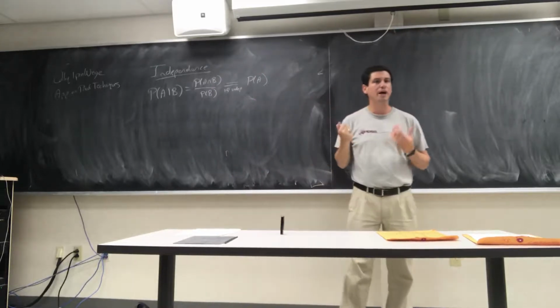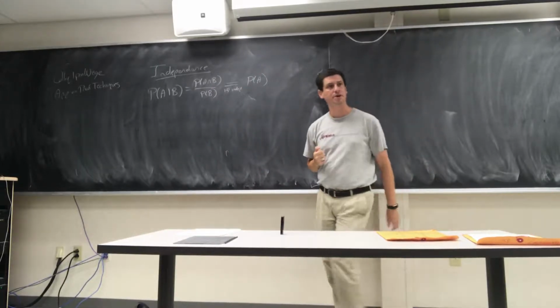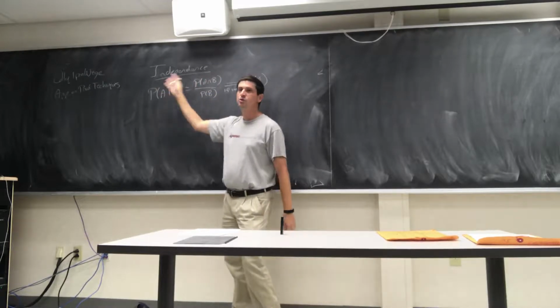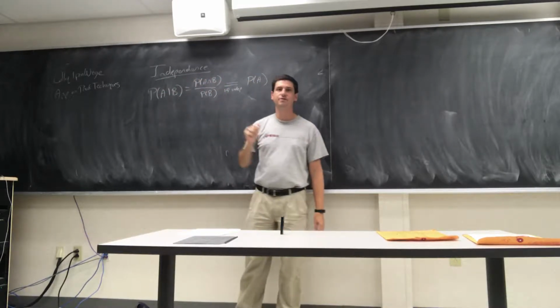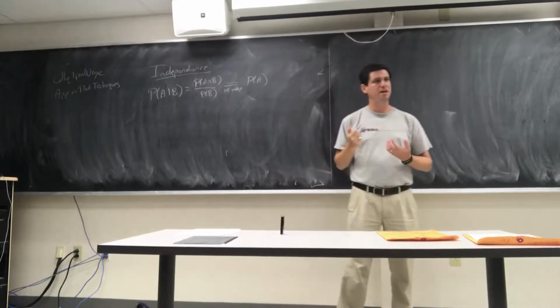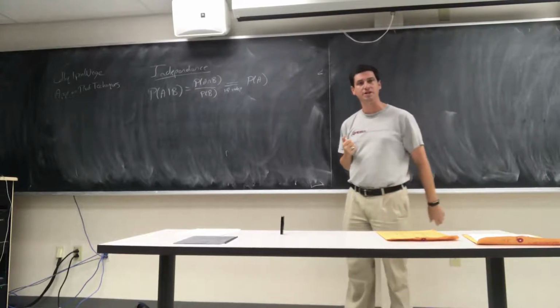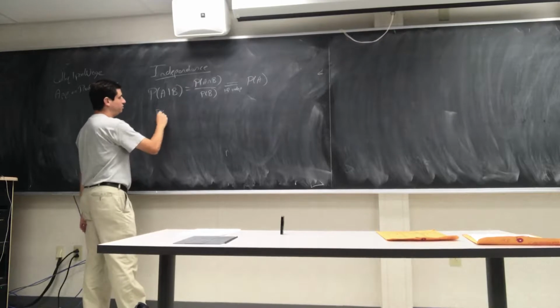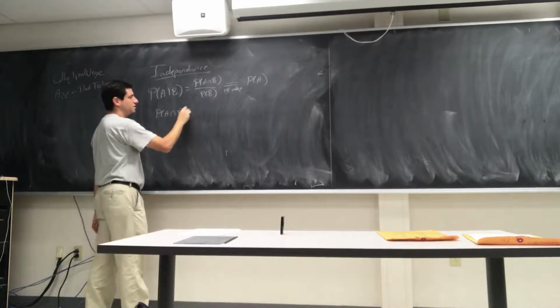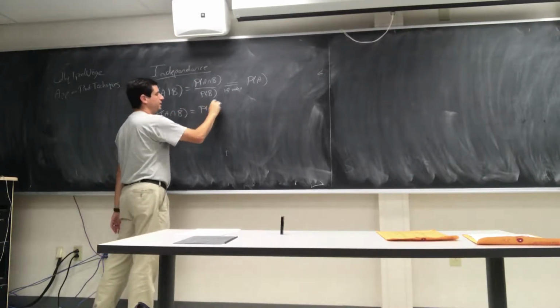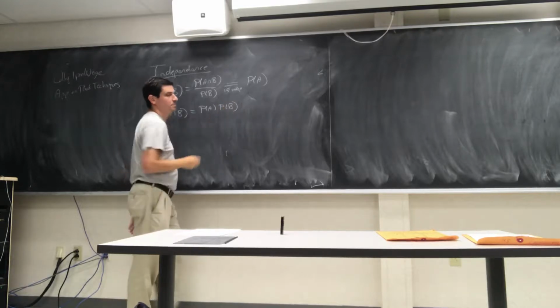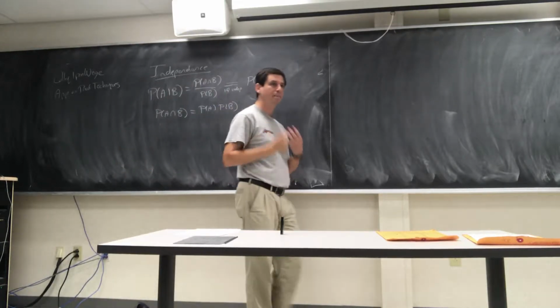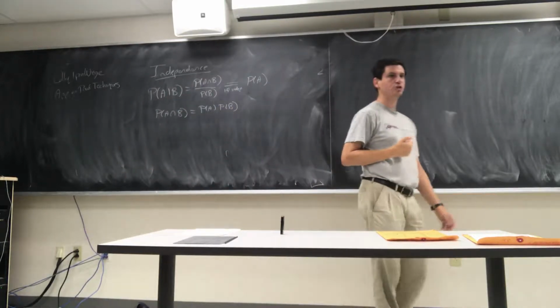So the question becomes, how do we want to define independence formally? We could say two events are independent if the probability of A given B equals the probability of A, but this is making one of the events special relative to the other. So there's a more symmetric way to write this. We can write the probability of A and B, A intersect B, as the probability of A times the probability of B. This is a much better launching point.